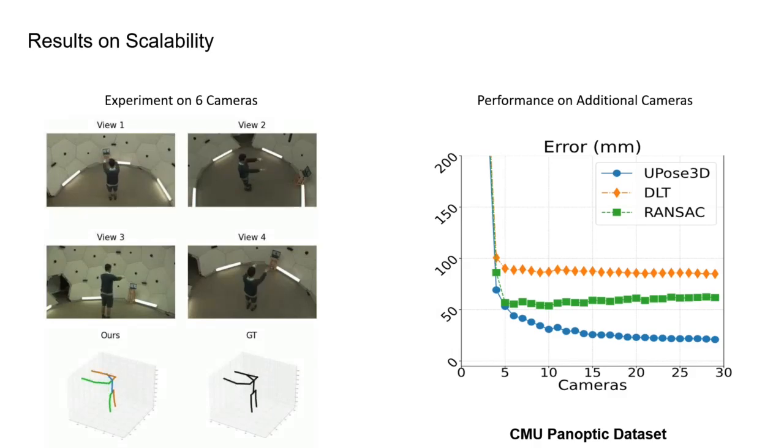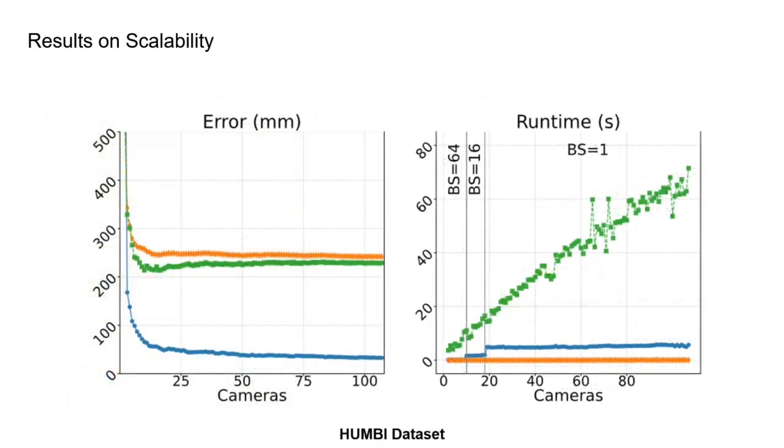We also examine the scalability of our pipeline with additional camera views in 2 out-of-distribution evaluation schemes. The error of our method consistently decreases as we add more cameras, meaning our model scales, unlike traditional methods. Finally, we test the scalability of our approach with up to 107 cameras and show that the error decreases while the runtime remains constant.